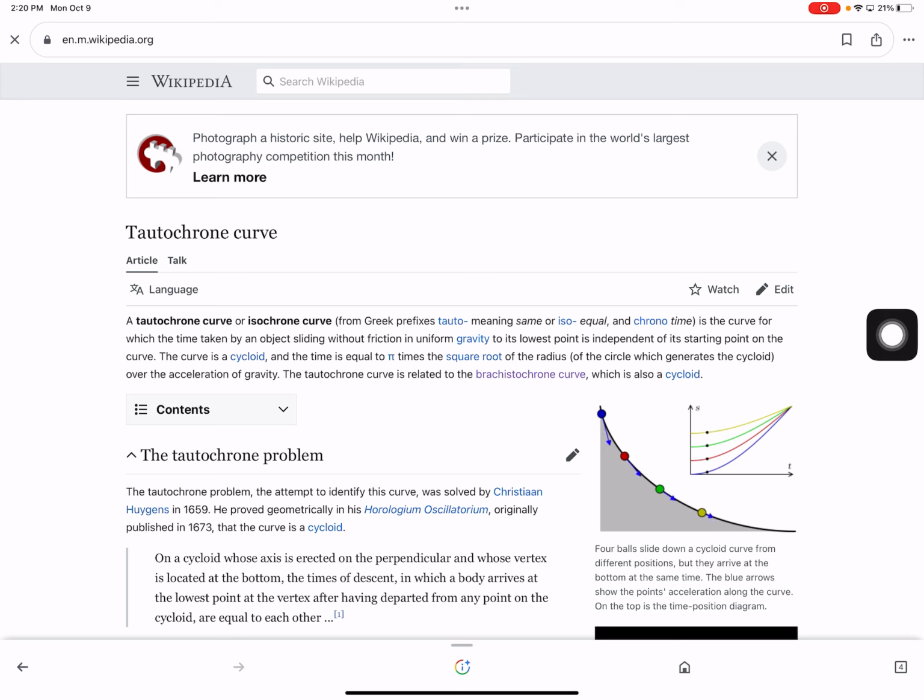What do you guys notice? It all gets there at the same time. No matter where you drop it, they're all taking the same time to get to the bottom of the curve. So that inverted cycloid is the fastest curve, and in addition, no matter where you start, it takes the same amount of time to get to the bottom. So very interesting curve.